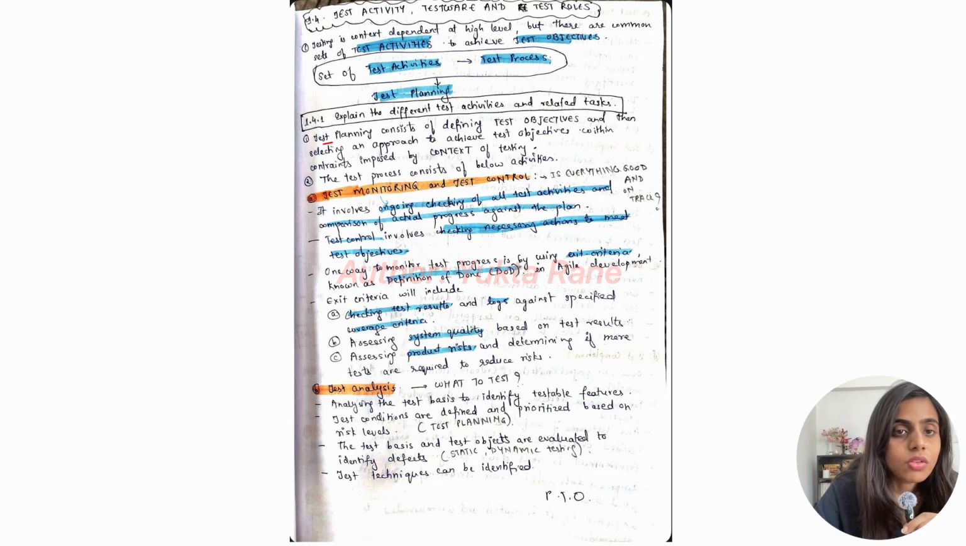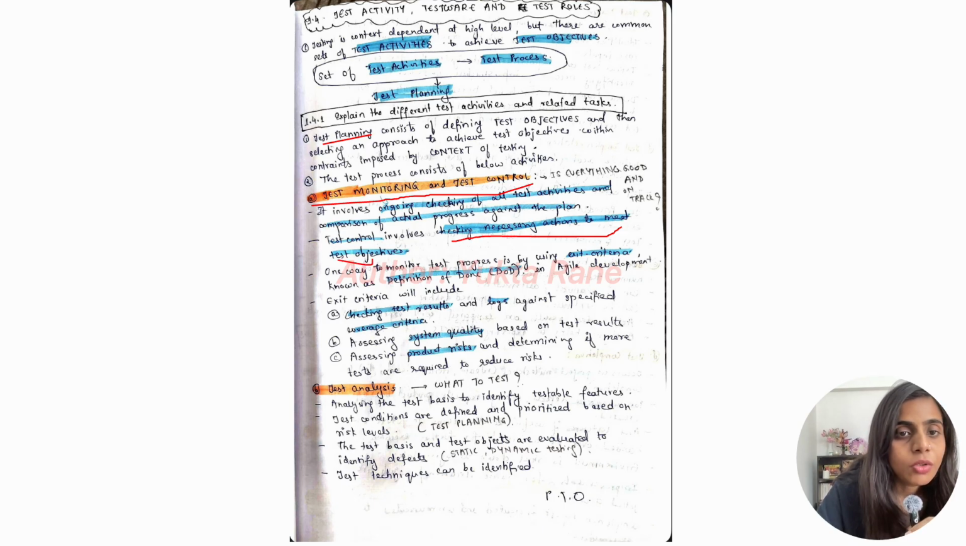Okay, so test planning. Test planning means defining test objectives and then evaluating what approach can satisfy those test objectives. So the first activity is test monitoring and test control. It involves checking or monitoring the activities to see if they are on track, or if expected results are actually aligning with the actual results. Test control involves taking the necessary actions to meet the test objectives.